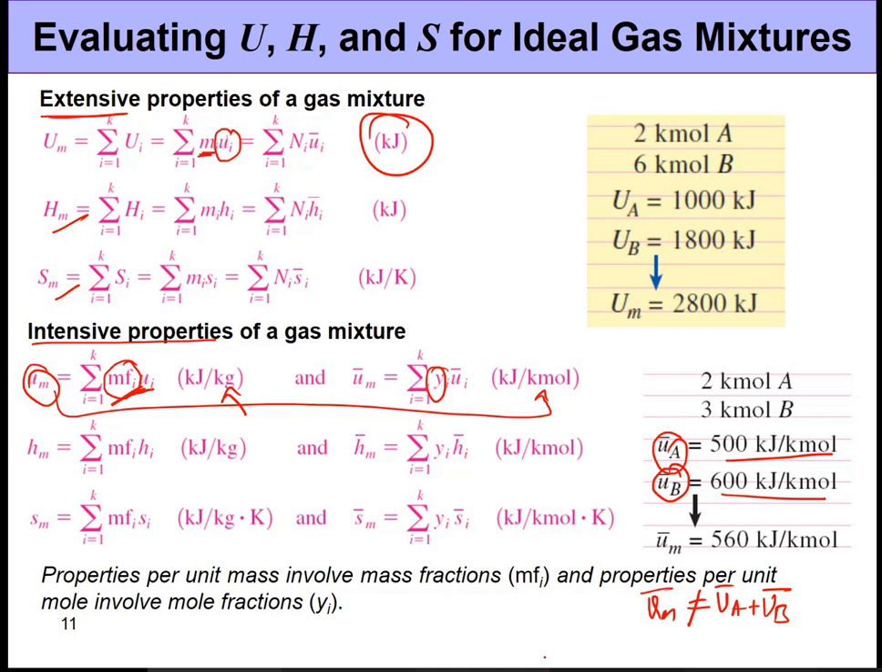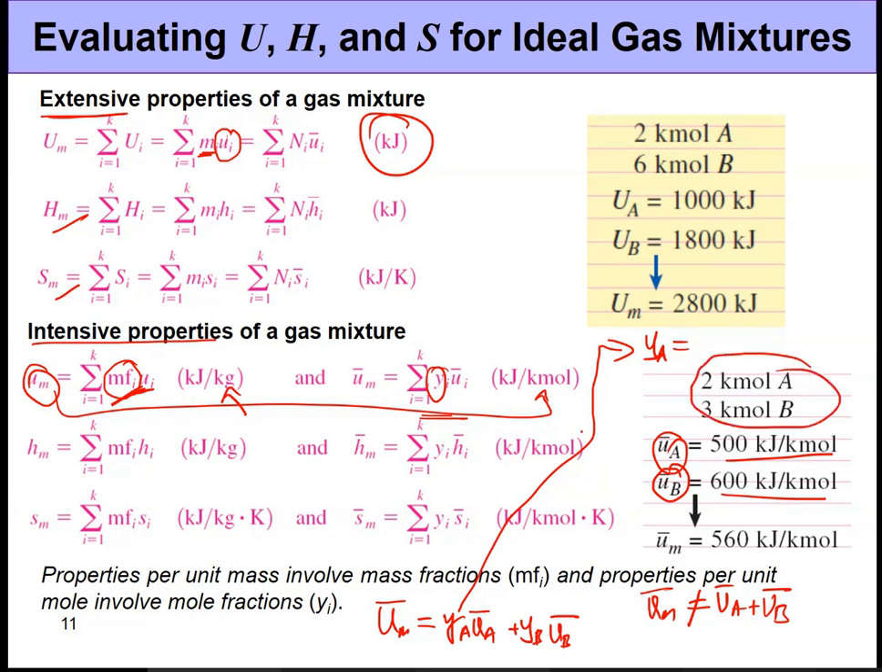So the way to determine the specific internal energy for the mixture would be to use this formula right here: mole fraction of A times UA plus mole fraction of B times UB. Now, what is the mole fraction of A? Well, we can calculate it based on the number of moles given. So if I want to calculate the mole fraction of A, how much would it be here for this particular mixture?